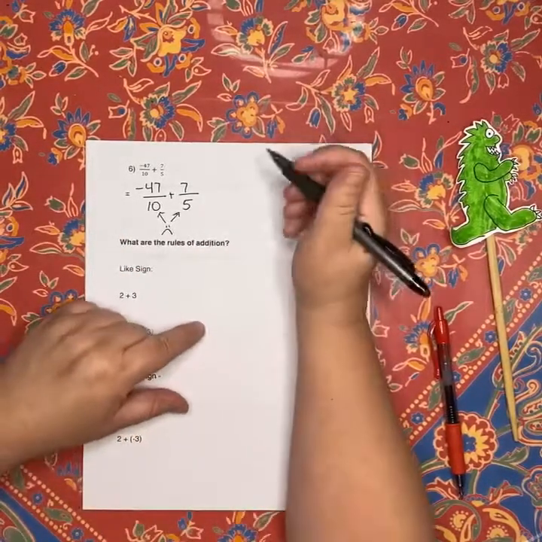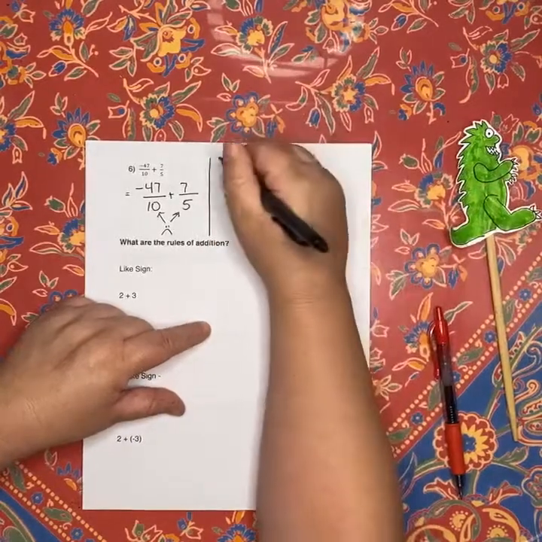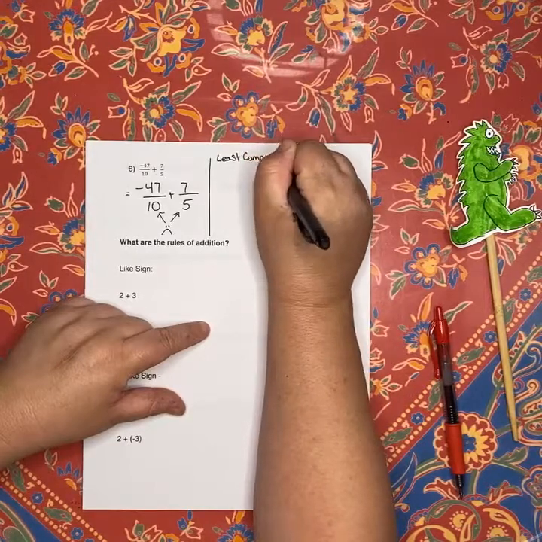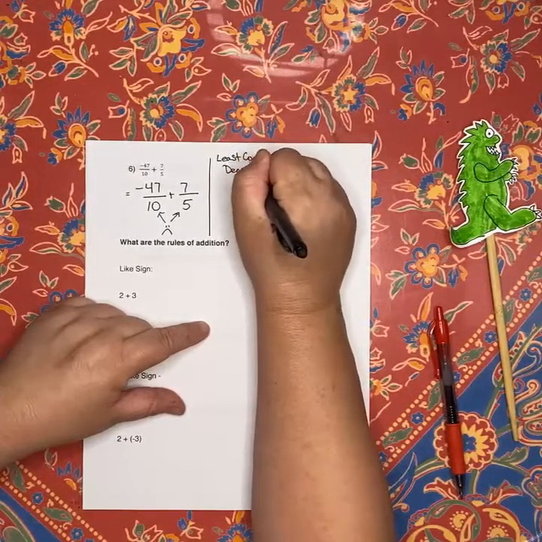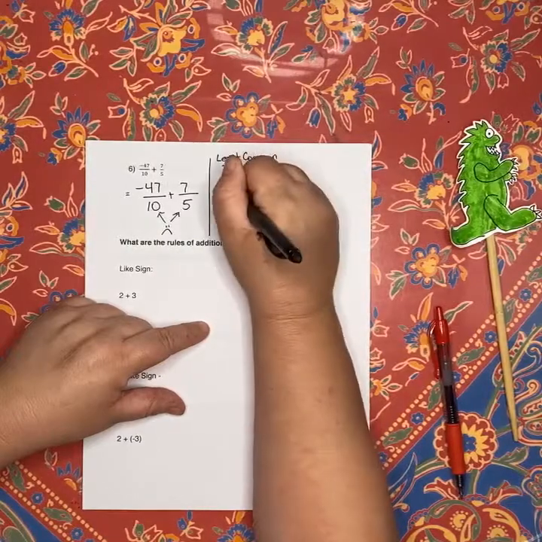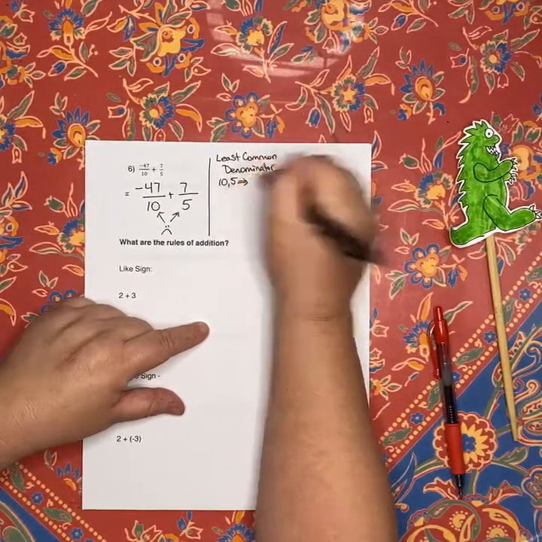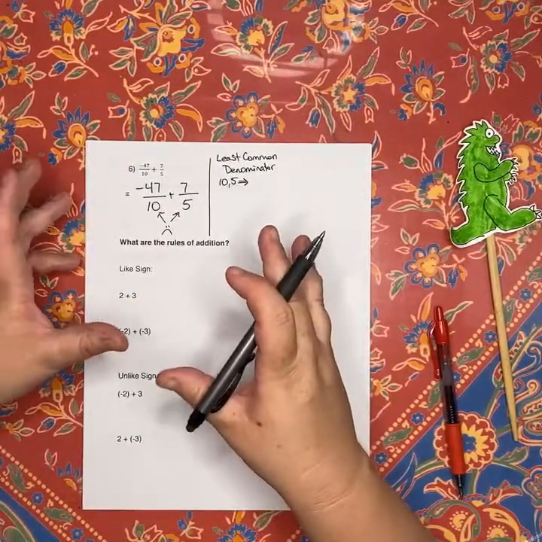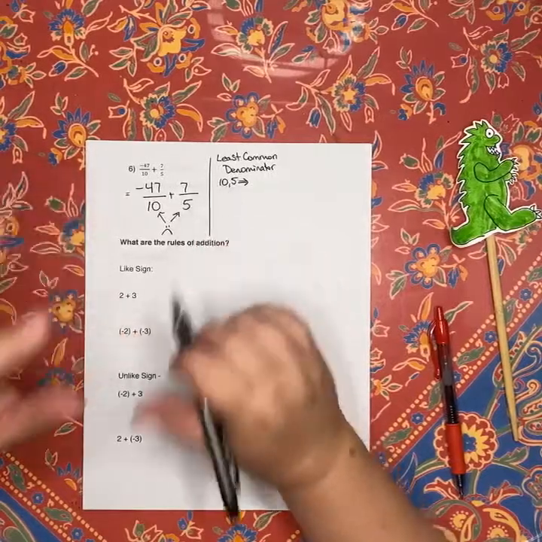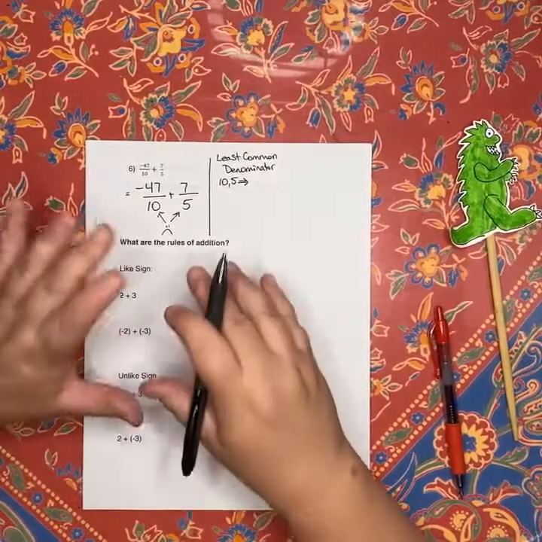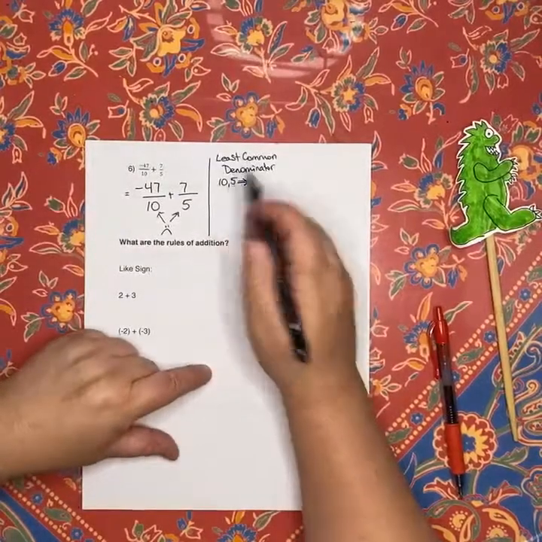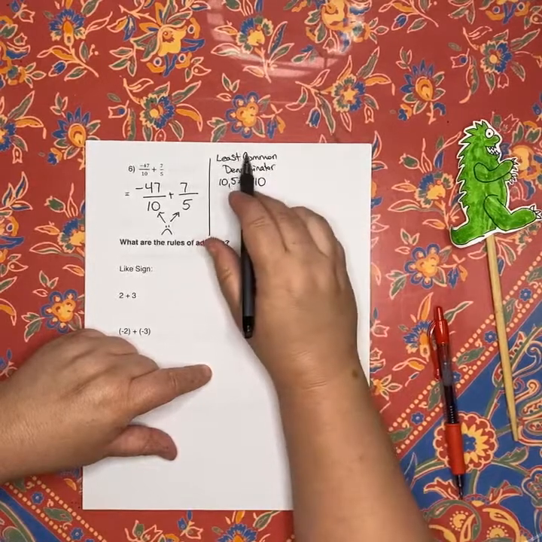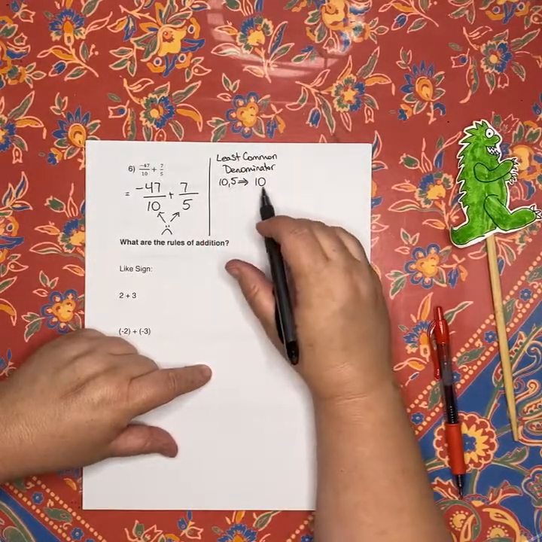So what we're going to need is to find a least common denominator between 10 and 5. And when we find a least common denominator, we want a number they both go into. A lot of people say, oh, 5 goes into both of them. And yes, you're thinking in the right direction, but you want a bigger number. So they both go into 10. So my LCD, or my LCM, some people use, is 10.